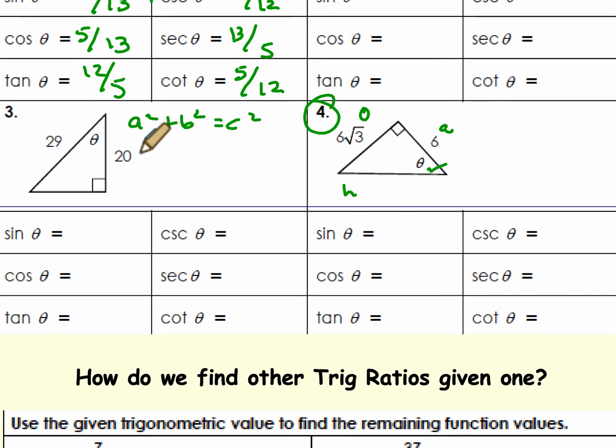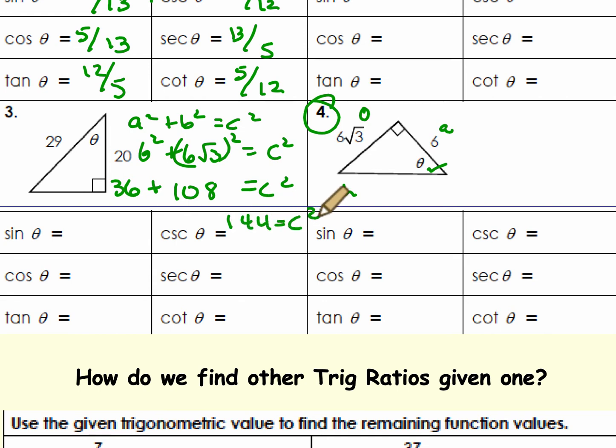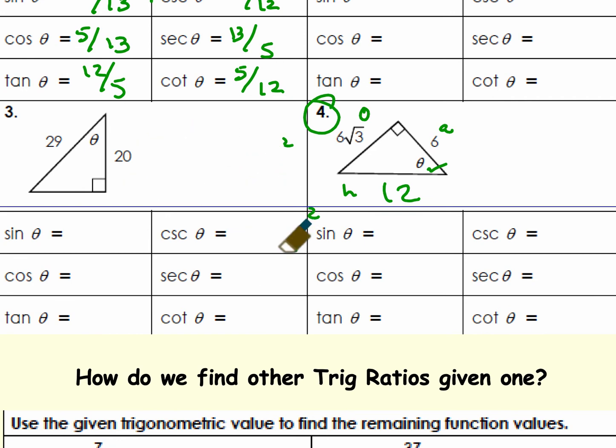So my legs are 6, and 6 square root of 3. And we're trying to find our hypotenuse because we don't know what it is. 36 plus 36 times 3. Add those together, which would give me 144. Take the square root, which gives me 12. So now what I know is that I have a hypotenuse that measures 12. And now I can go ahead and use, I'm not going to sing it for you, SOHCAHTOA.